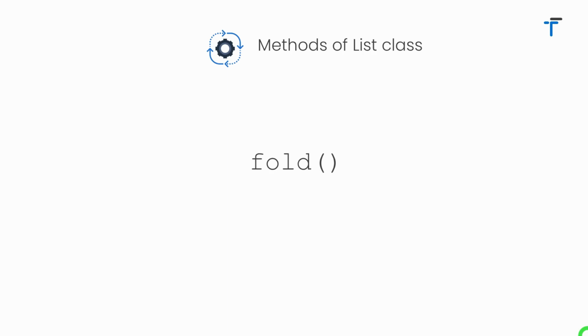That is, if we have a list of strings, fold method can return any kind of value. So it can return either an integer value, string value, or double value. So it can return simply any kind of value.